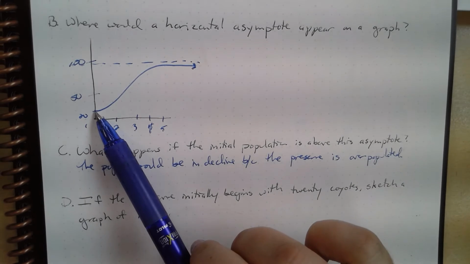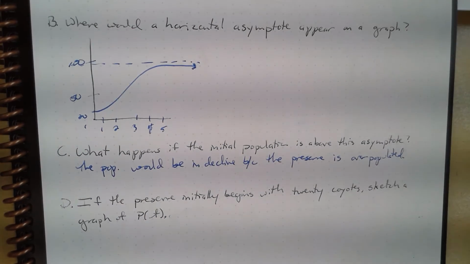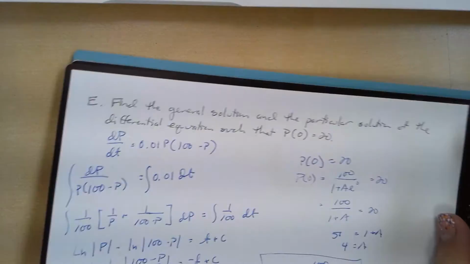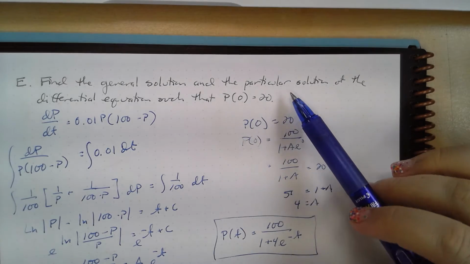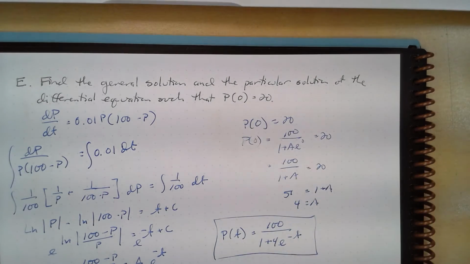Well, I've already done that. We start at 20 and we're going to grow up to about 100, right? That's our limit. Let's continue with this. We're asked to find the general solution and the particular solution of the differential equation such that P(0) equals 20.